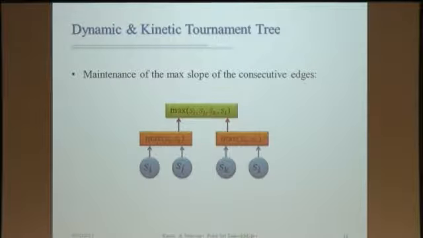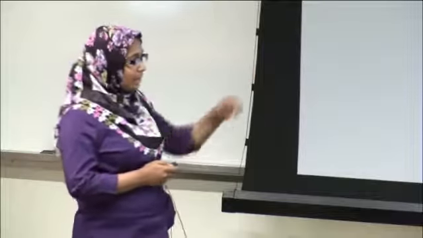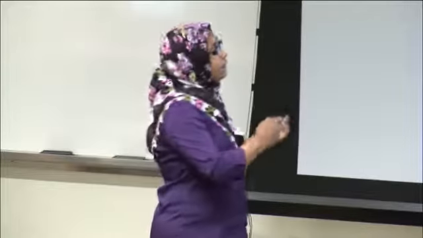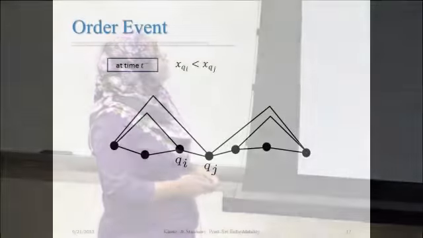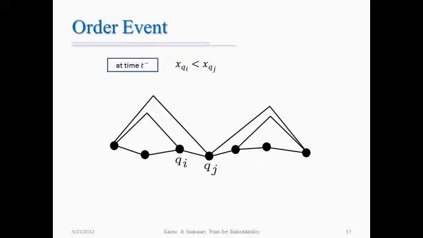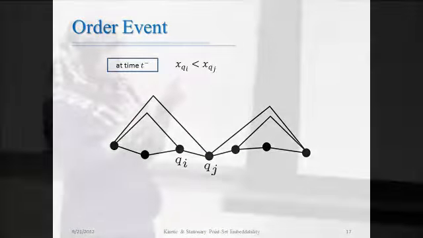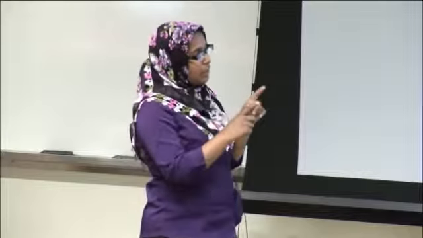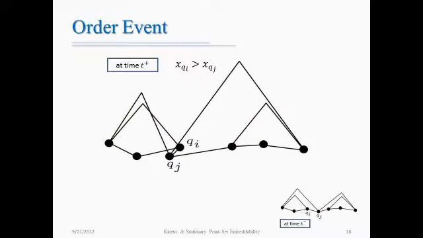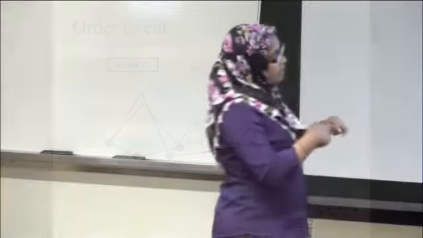And why do we need the tree? Because we know that the slopes are going to change, and sometimes we have to remove some slopes and insert new slopes. For example, in an order event. An order event occurs when the relative position of two points changes. So suppose at time t minus, qi was to the left of qj, and at some point qj came to the left of qi. So now there are lots of crossings.